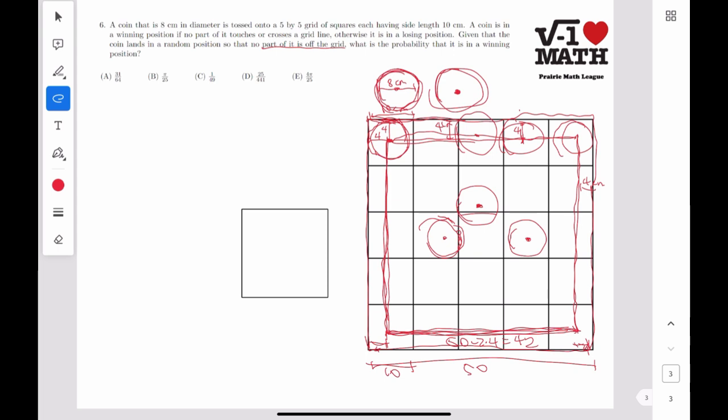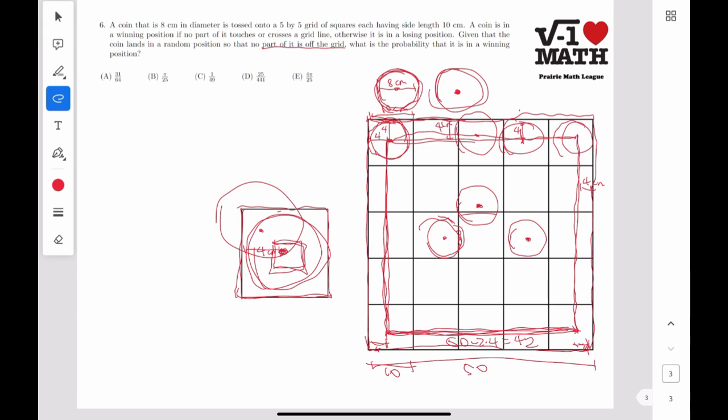And again, we use this argument based on the center of the circle. Now consider a single cell here. If the center happens to be here, then it's clearly going to go out. But if it's somewhere closer to the center of this square, then it's going to be inside. So now we ask, how can it be a winning position? Well, imagine it's a square here. Every part of the radius has to be at least 4 centimeters away from any of the borders of this square.